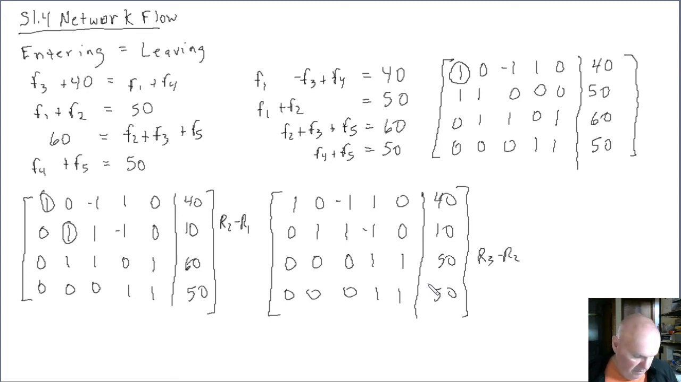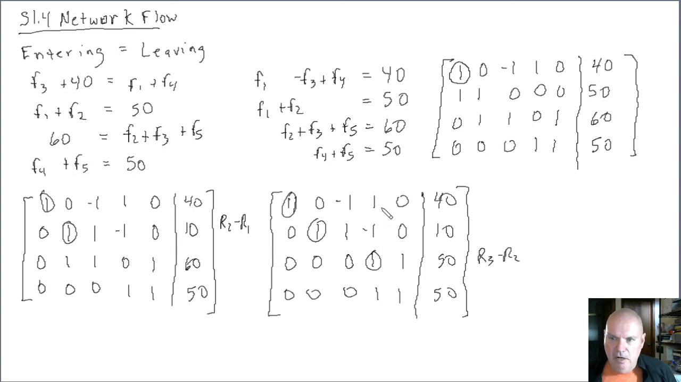It looks like I'm going to have to erase my whiteboard. But here I've got my leading ones. This has zeros everywhere else in this column. I've got zeros everywhere except in the leading one position here. Here for this leading one, I've got ones above and below, so I want to try and force those all to zeros by an elementary operation.